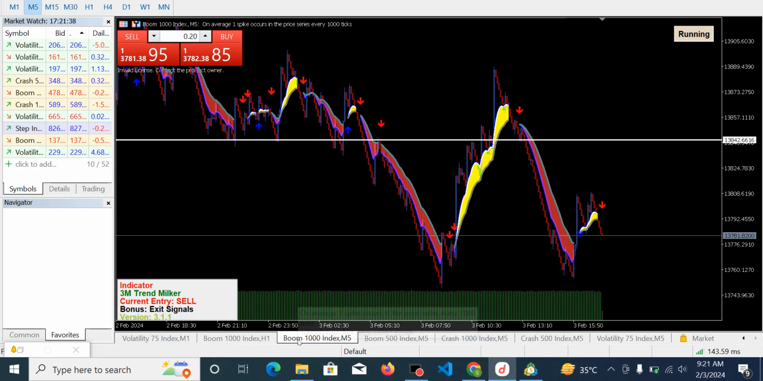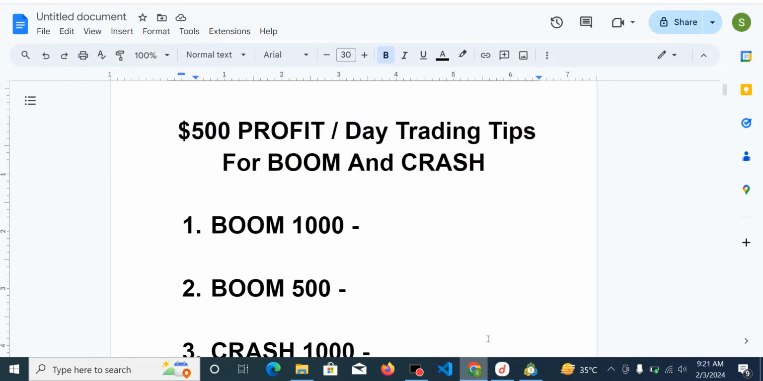Okay guys, this is boom 1000. I'm on 5-minute time frame using the 3M trend milk trading indicator. This was on downtrend before, but after getting to the support zone, it went on buy trend and it was unable to break out above this resistance zone, so it went back on downtrend and it is still selling at the moment. So this is going to be more of a selling opportunity than a buying opportunity.